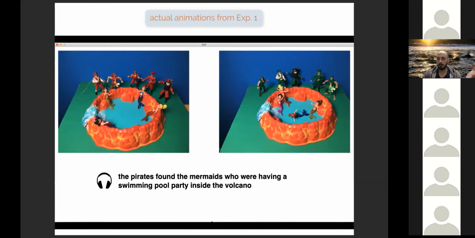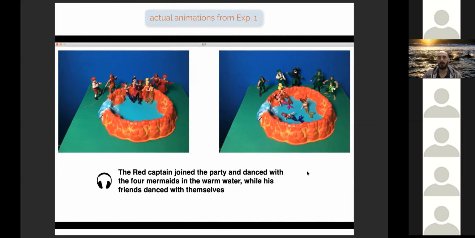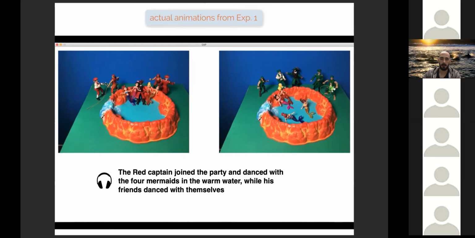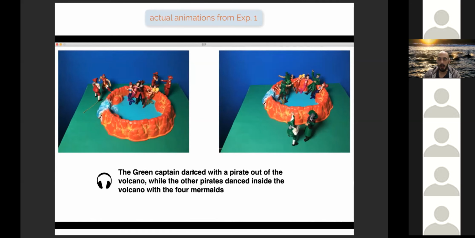Right, so here's an example of an item. You have the red pirates on your left and the green pirates on your right. They meet the mermaids that were having a party in a swimming pool, inside a volcano. So the pirates found the mermaids who were having a swimming pool party inside the volcano. You could see in the stop motion the mermaids dancing. And then the red captain, this guy here, joined the party and danced with 4 mermaids in the warm water, while his friends were dancing by themselves. So this guy here. Whereas the green captain, this guy here, danced with a pirate out of the volcano, while the other pirates danced with the mermaids, okay?